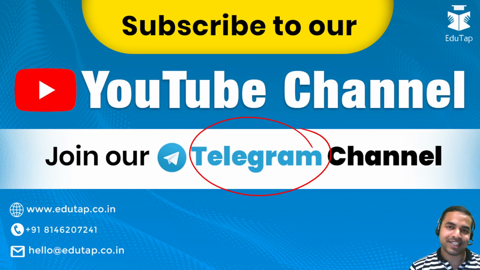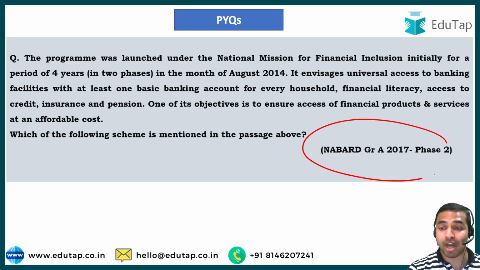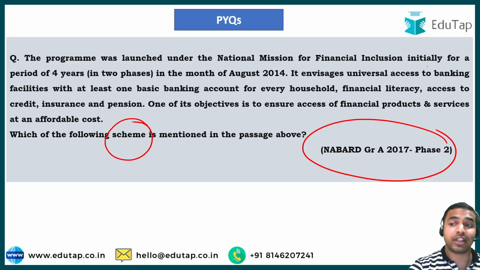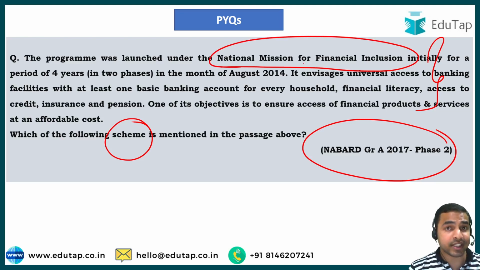Now before starting the session, let's see why this National Monetization Pipeline is important for the NABARD Grade A exam. And we are going to do this with the help of a previous year question from NABARD Grade A 2017 Phase 2 exam. Here you can see that there was a question in which a scheme was being asked after reading this particular paragraph, and this particular scheme was launched under the National Mission for Financial Inclusion. And guys, this is the reason that these particular initiatives launched by the Government of India are really important for the NABARD Grade A exam. And that's why today we are going to discuss the National Monetization Pipeline.